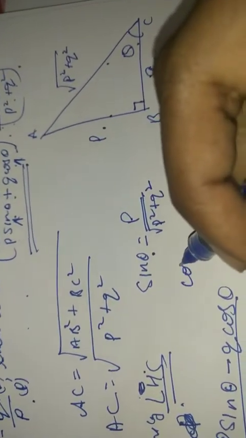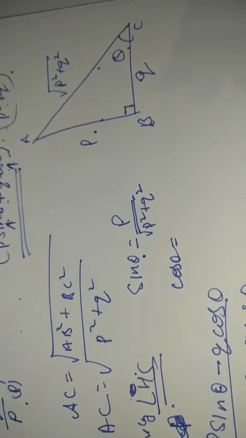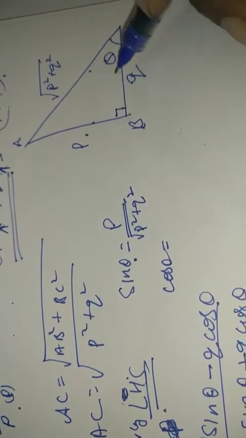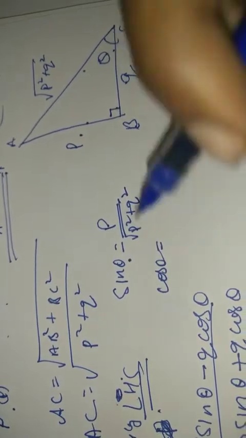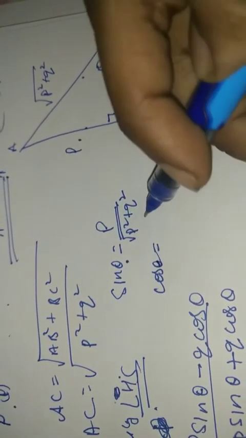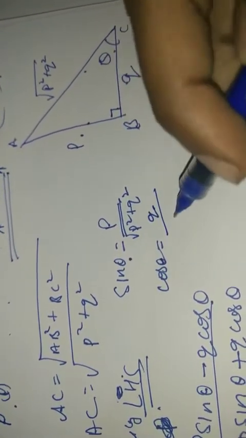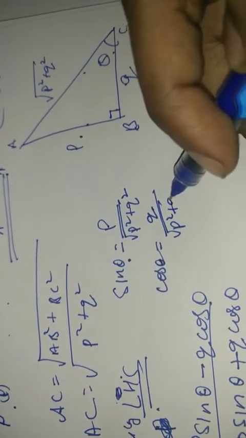Next, let's calculate cos theta. Cos theta will be equal to base upon hypotenuse. We have already discussed which line is going to form the base when theta is the angle. So that means it will be Q upon under root of P square plus Q square. Let's try to substitute now.